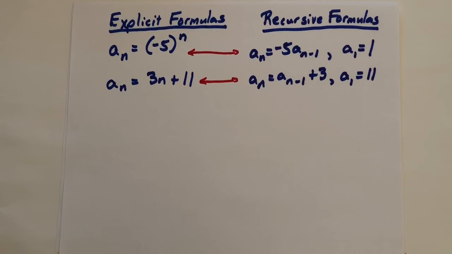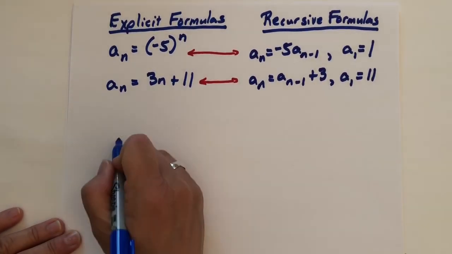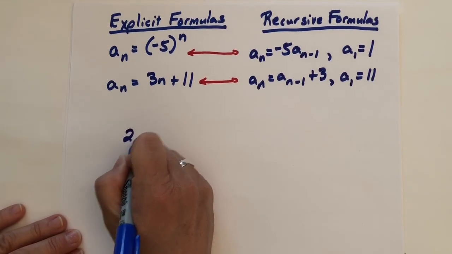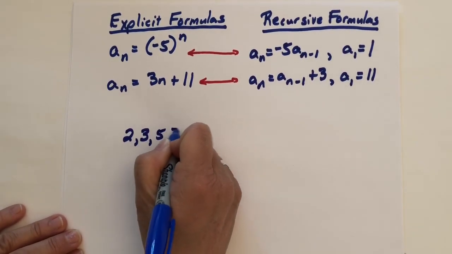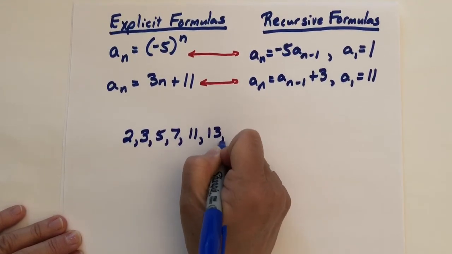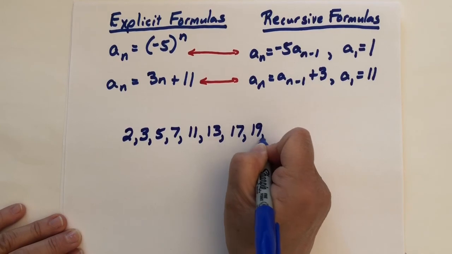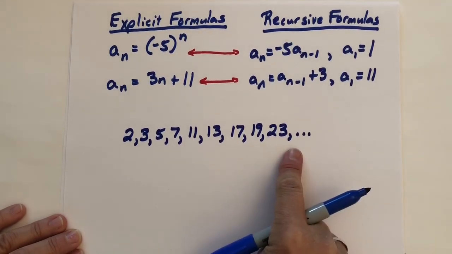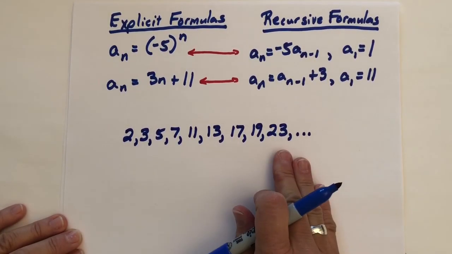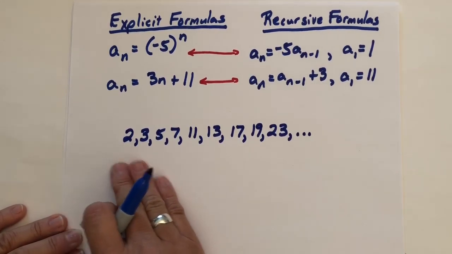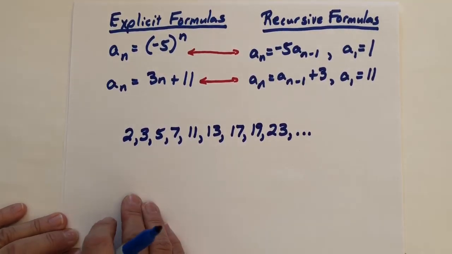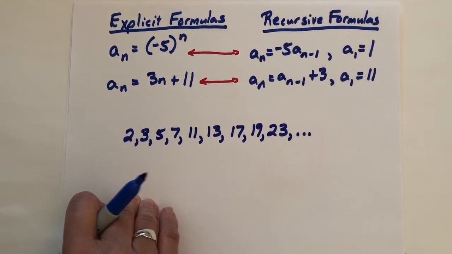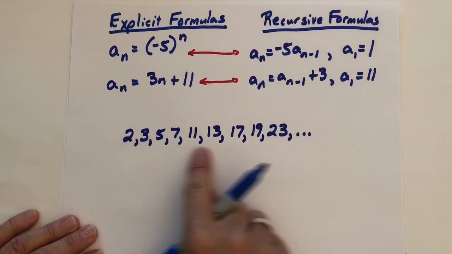And to finish, let me come back to this idea. Remember that a sequence can be just thought of as a list of numbers. For example, this sequence, 2, 3, 5, 7, 11, 13, 17, 19, 23, and so on. This is a list of numbers, and it is a sequence. This happens to be the list of prime numbers. And in fact, there is no known formula for the sequence of prime numbers, but it is still a sequence.